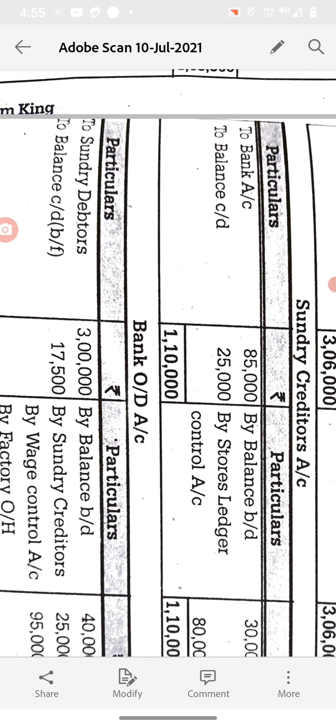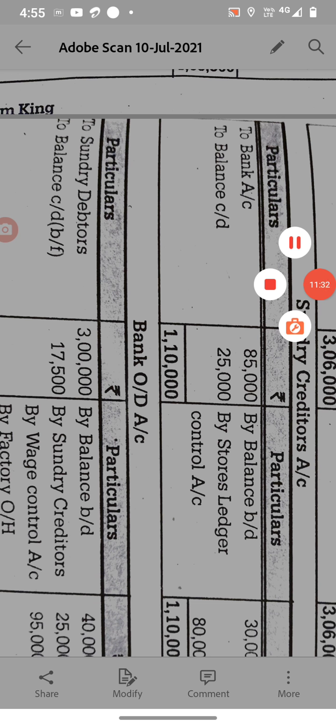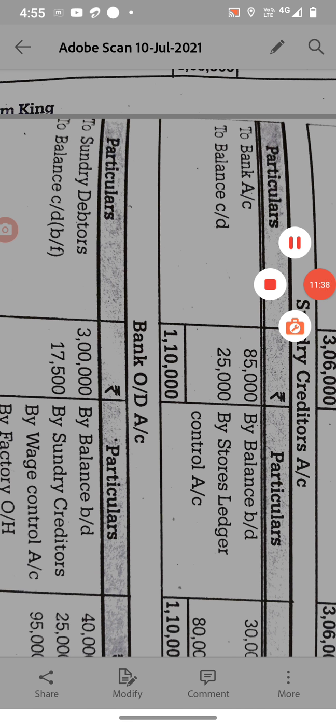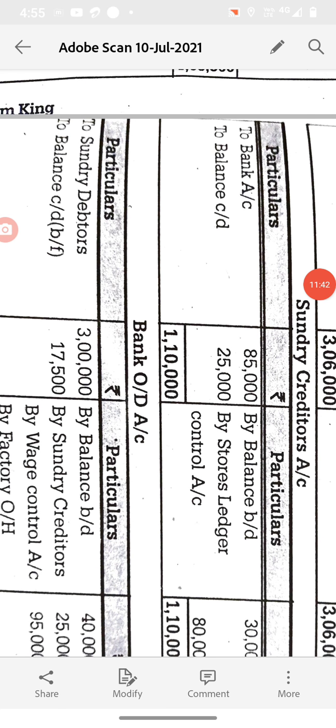So this is how you solve an integrated accounting problem. So one more problem on integrated accounting is solved. I hope you understand this, and if there is any doubt you can ask it in the online class. Thank you very much.